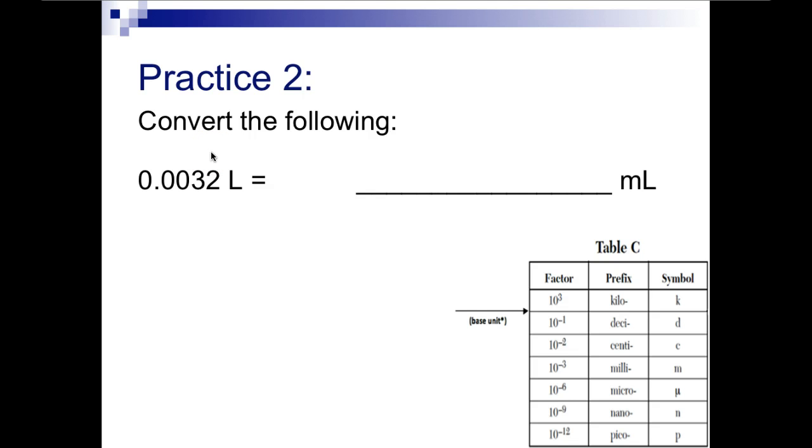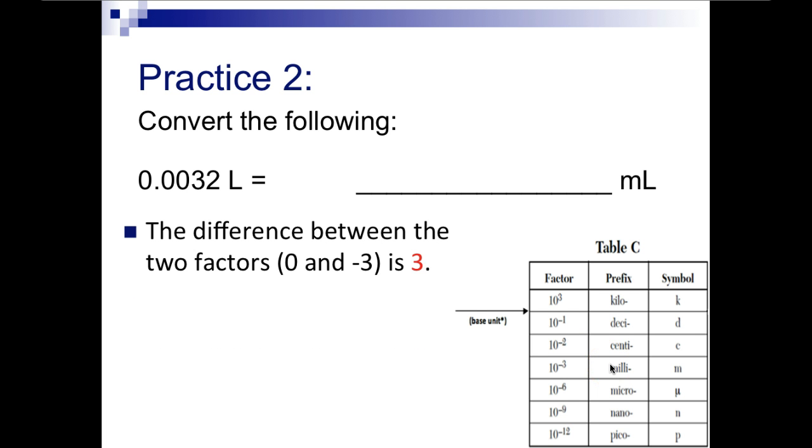Okay, you started off with 0.0032 liters. You should have noticed that liter is a base unit and milliliters is a prefix with a base unit. So you know that you're starting up here with the base unit, which is liters, and then you are going down to -3. So the difference between your two factors is 0 and -3. That's a 3, so you know you're moving your decimal point 3 places.